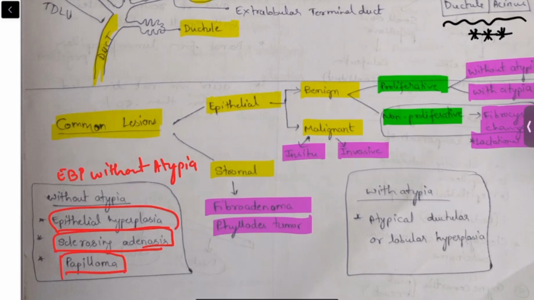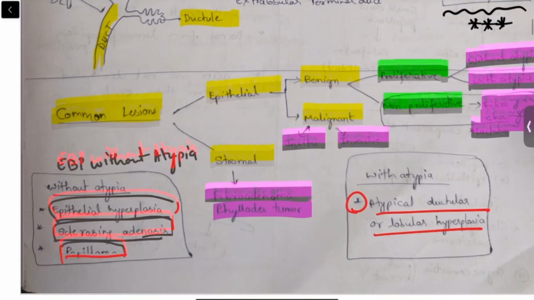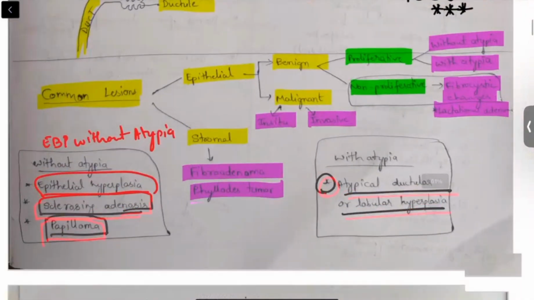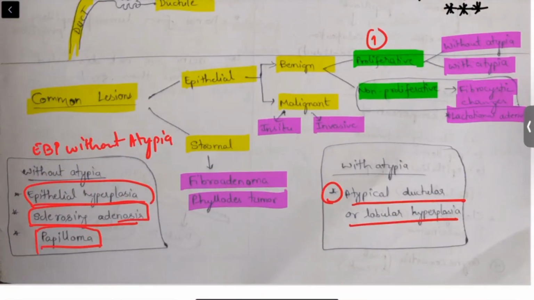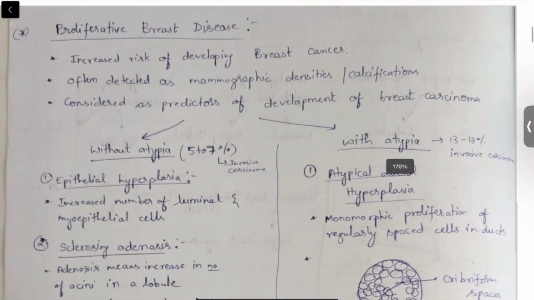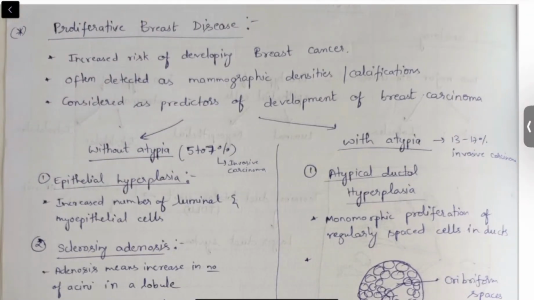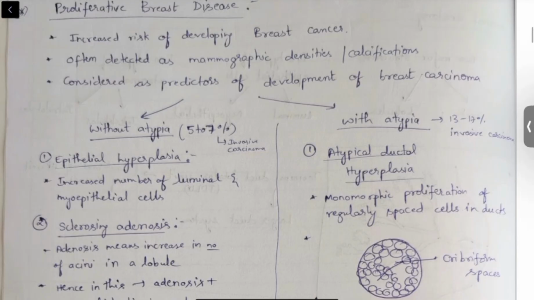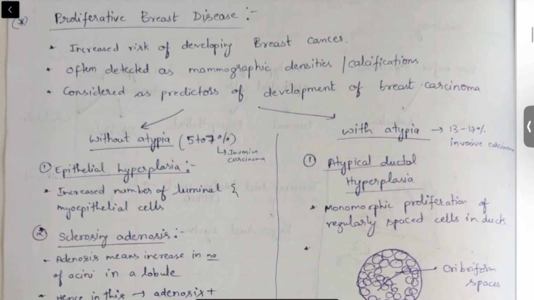Similarly, examples for benign proliferative lesions with atypia are atypical ductal or lobular hyperplasia. We will deal with this individually, so starting here. This is a benign proliferative disease without atypia, which has an increased risk of developing breast cancer.